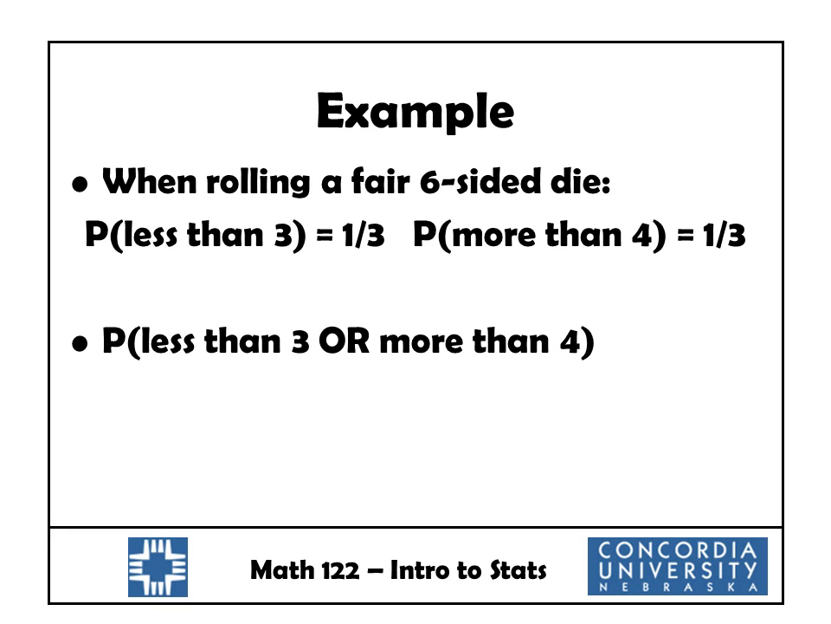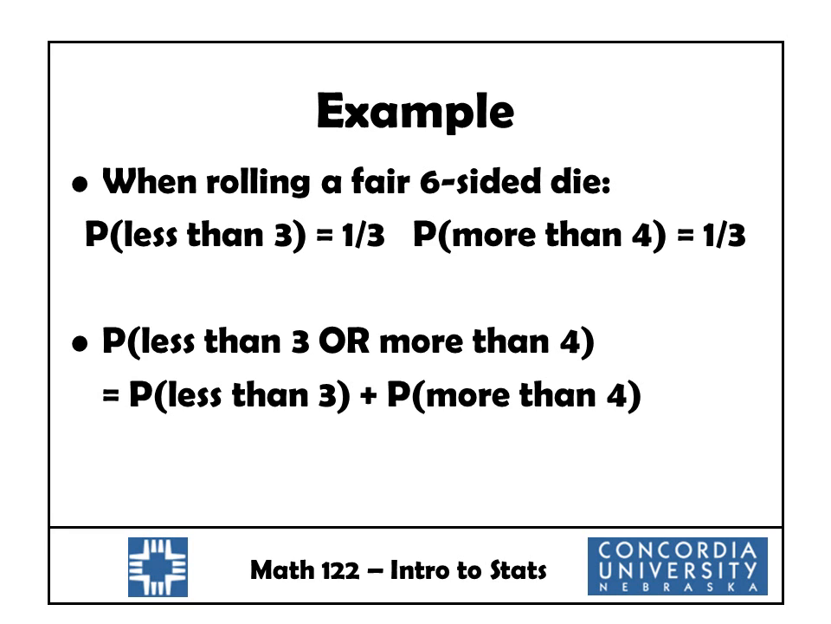So if I wanted to calculate the probability of less than a 3 or more than a 4, I could use this simplified formula to say, well, that's equal to the probability of less than a 3 plus more than a 4. I don't have to subtract anything because they're disjoint, and I don't have to worry about double counting. Well, now these two probabilities we know are both 1/3. 1/3 plus 1/3 is 2/3. So there I've calculated the probability.